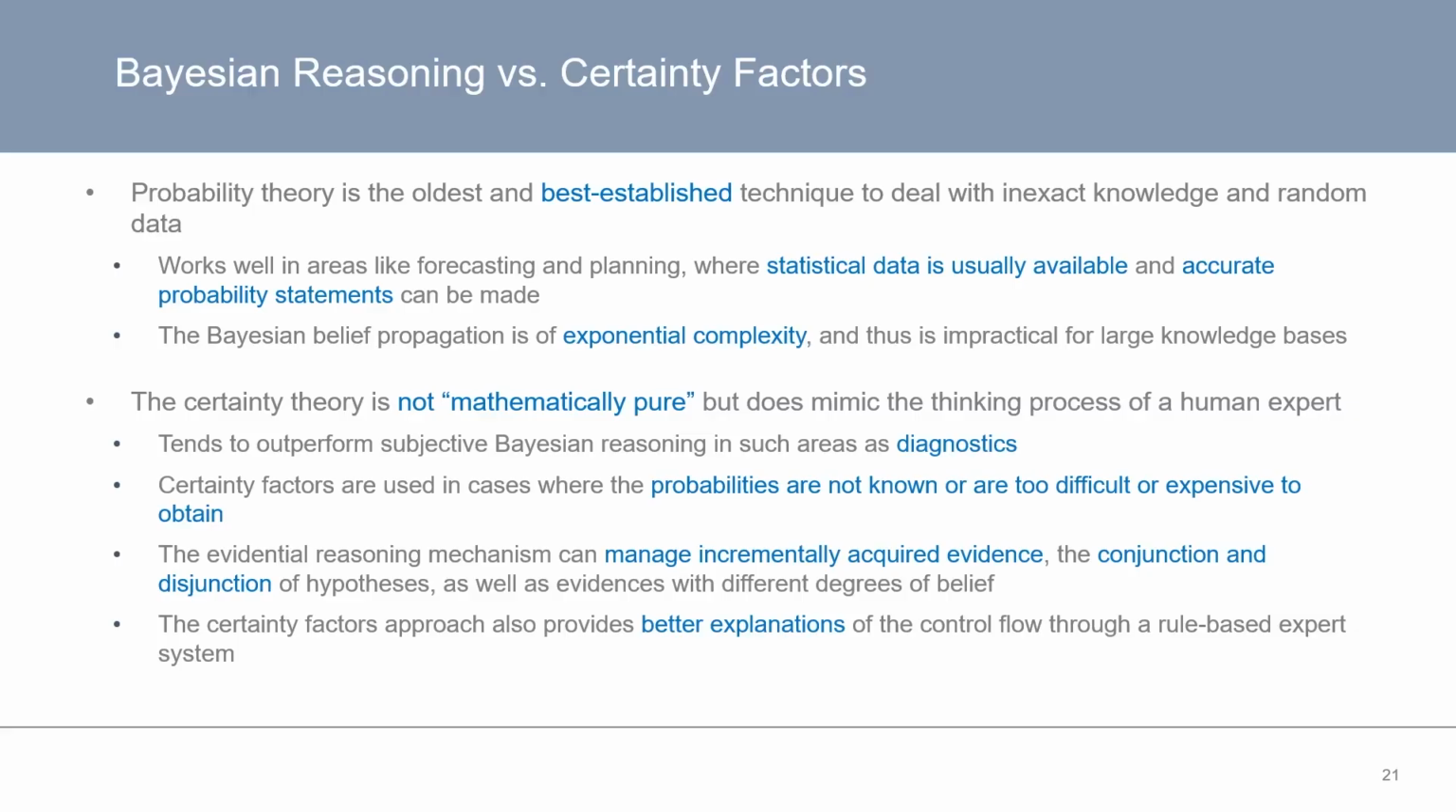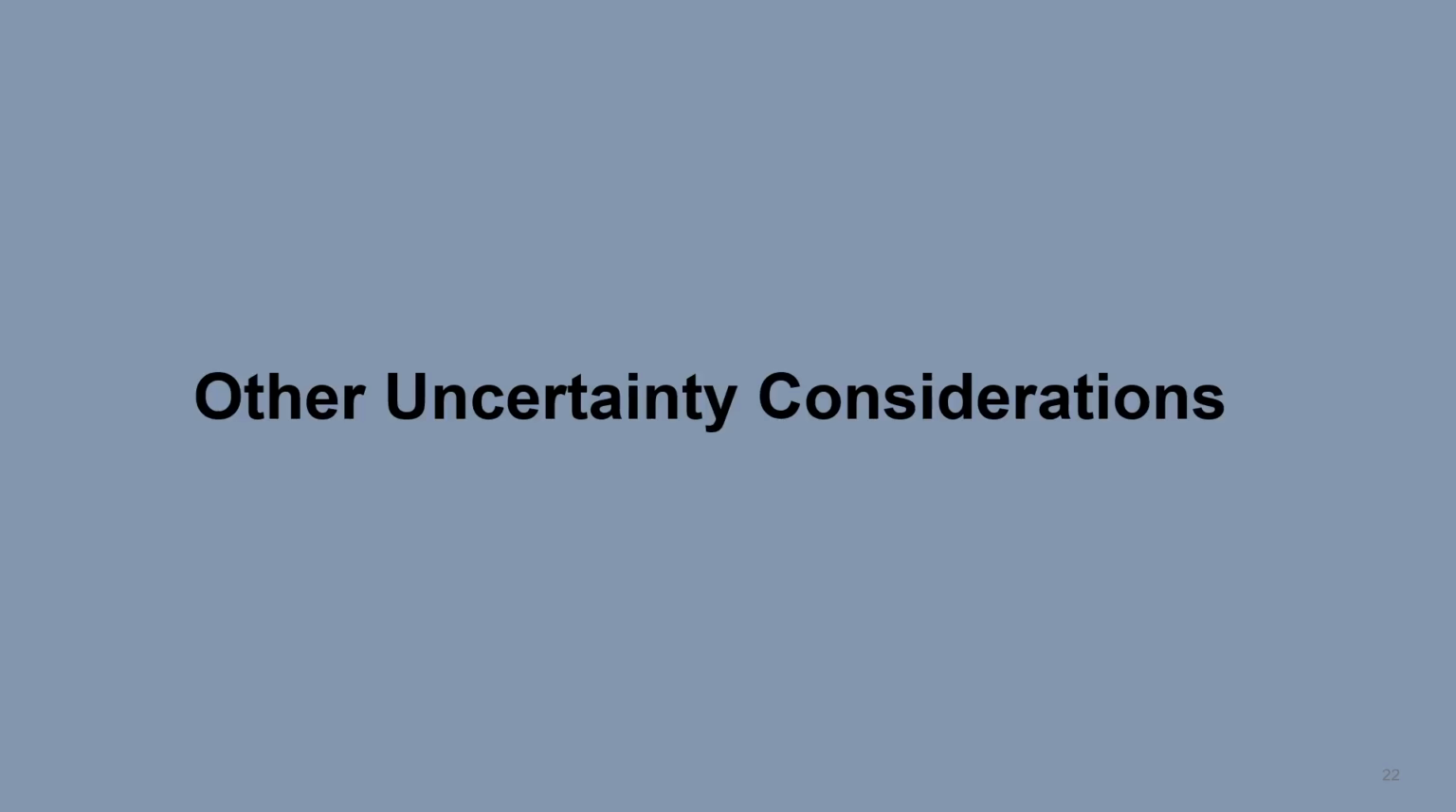So at the end of the day, Bayesian reasoning is more accurate and more mathematically correct, and certainty factors are easier to use, interpret, and better mimic the way humans think, which can be either a good or bad thing. In the second part of this lecture, we'll briefly discuss some other uncertainty approaches used in expert systems.